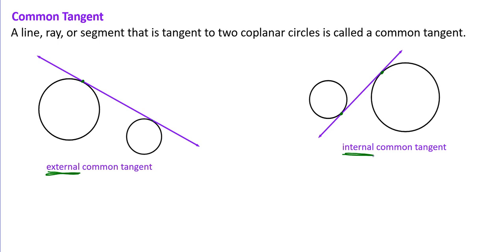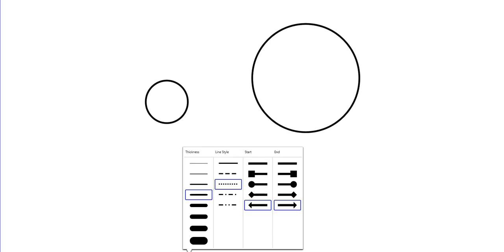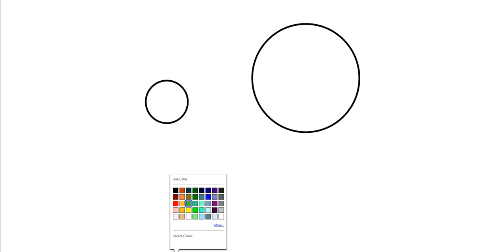For any 2 circles, they share several common tangents. Let me show you. If I have any 2 circles, I can draw several common tangents for those 2 circles. They're going to have an external tangent on one side. Let me line that up a little better. And then they'll have another external tangent on the other side, if I can line it up right. That one does not want to line up. So they have 2 external common tangents.